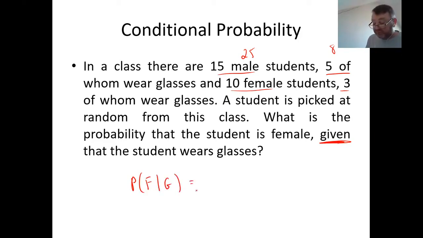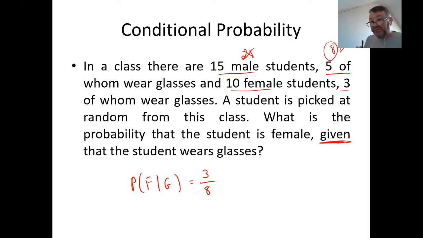First of all, if we're given the fact that the student wears glasses, that means we're told to concentrate only on the glasses wearers. So we are not going to be looking at the full 25. In fact, we're going to be looking at the 8 students who all wear glasses. So the probability we'll be dealing with here will be out of the 8 students who are wearing glasses. Now, what's the probability that the student is female? Out of those 8, how many are female? Out of the 8 glasses wearers, 3 are female. So there's your answer. And that's conditional probability.